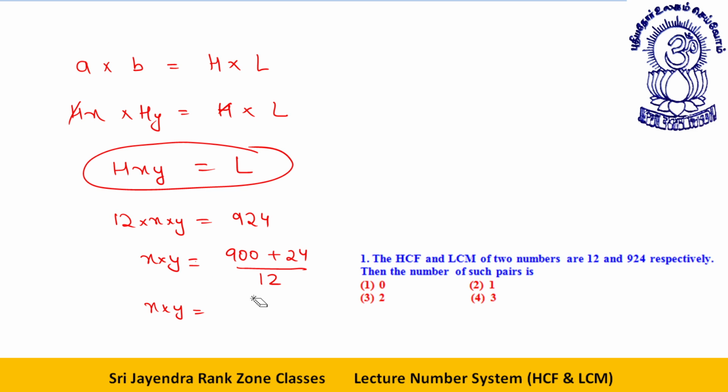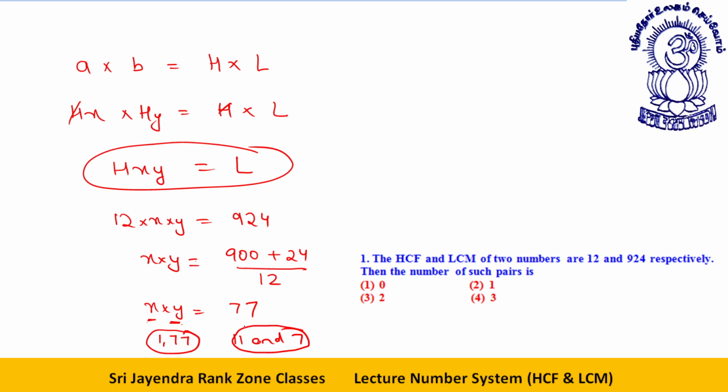I made a mistake. This is 75. Okay, 77. 12 cancels with 900, giving me 75. Now the main thing I have to take care of is that x and y must be co-prime. So how is that possible? One way is that x and y could be 1 and 77. This is one pair. The other pair is 11 and 7.